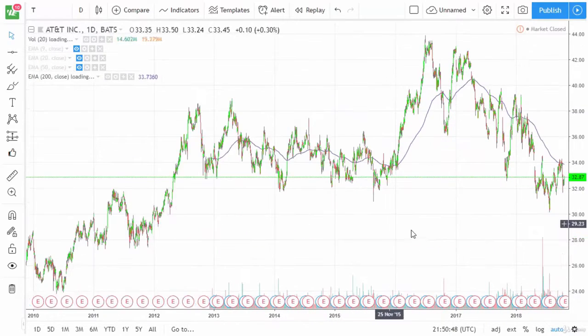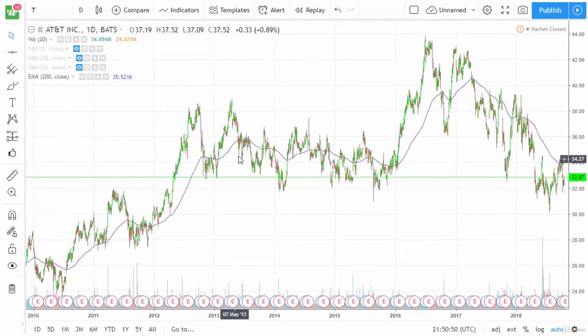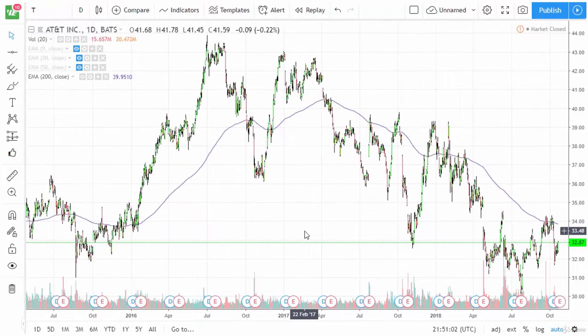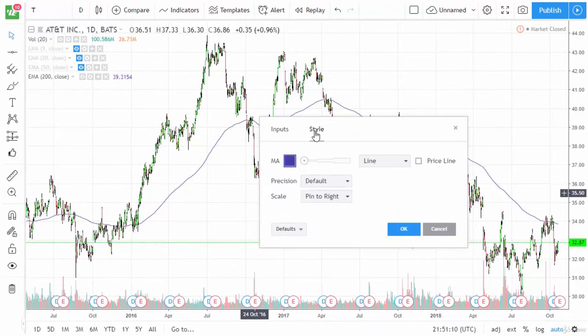You can zoom way out. You can see that AT&T was trending slightly lower here for a couple of years and then really started to take off. Now, the average price of the last 200 candles takes a while to start turning, even with the EMA speed. So keep that in mind. I will format the 50. I will change the color here.